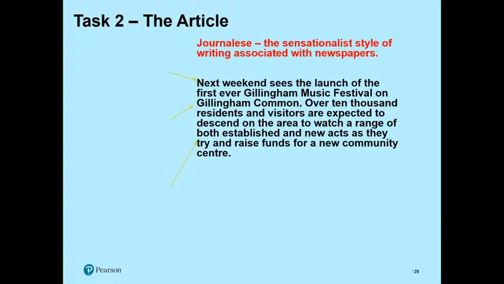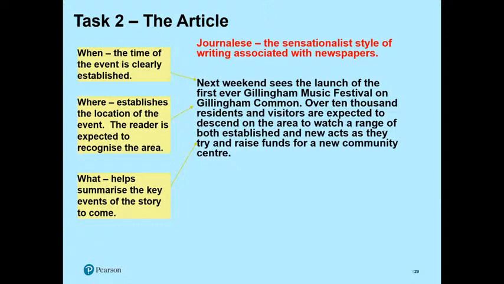Now, in terms of the article, one of the key pieces of terminology that you need here is the idea of journalese. And that's the sensationalist style of writing associated with newspapers. I imagine that a lot of you have got different methods of remembering this. So when the time of the event is clearly established, where it establishes the location and the what helps to summarise the key events. Some of you might have the five W's, so when, what, where, why and how, who on there as well, I think.